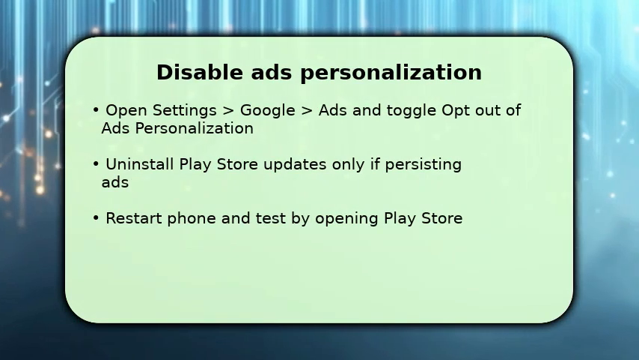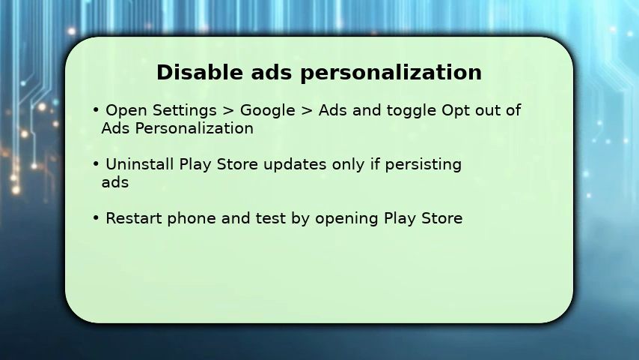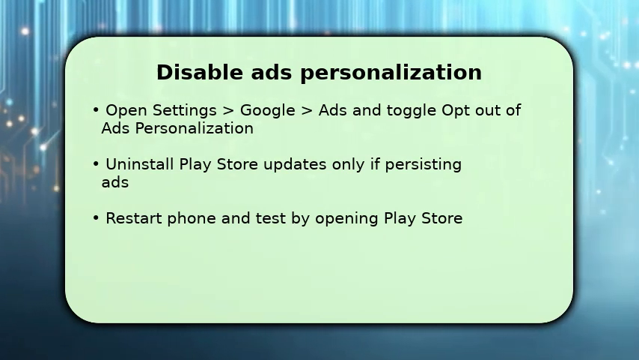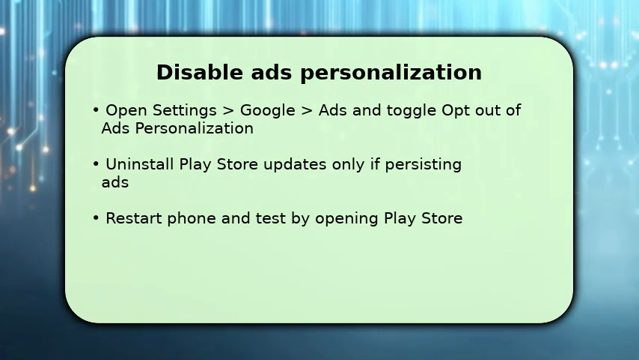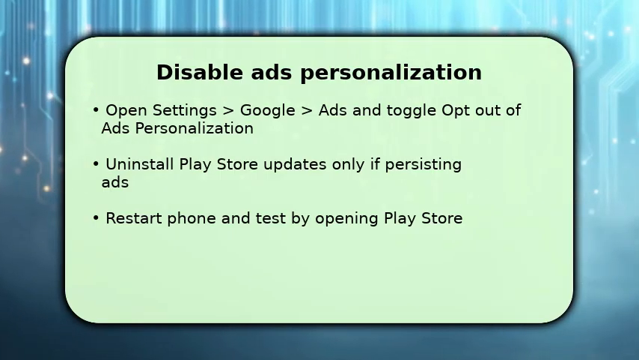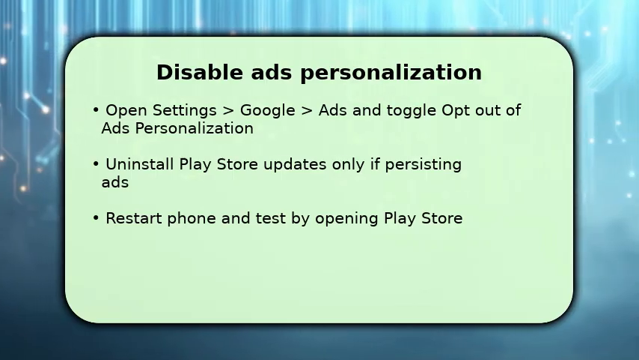Finish by stopping ad personalization at the system level. Go to Settings, then Google, then Ads, and toggle Opt out of ads personalization to limit tracking. If ads persist, uninstall Play Store updates to revert to a cleaner app version. You can update later if needed.